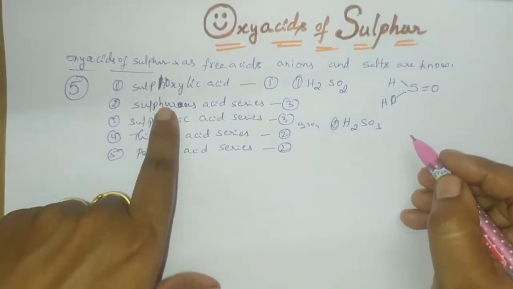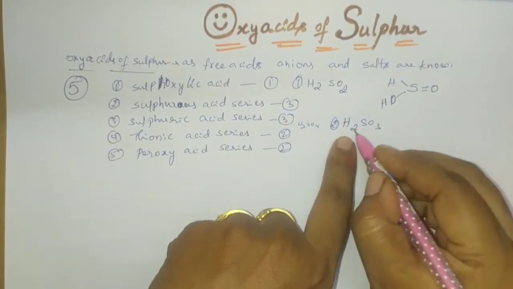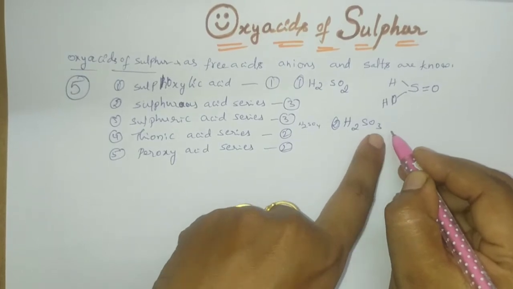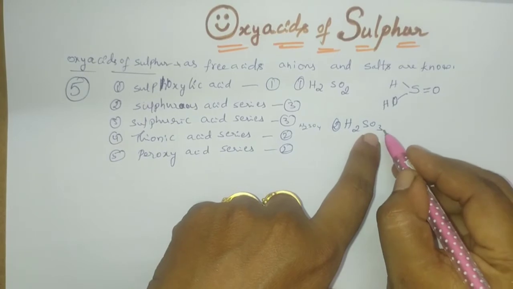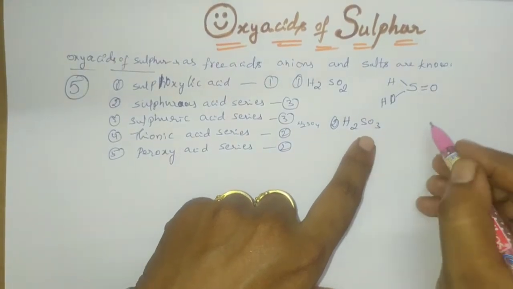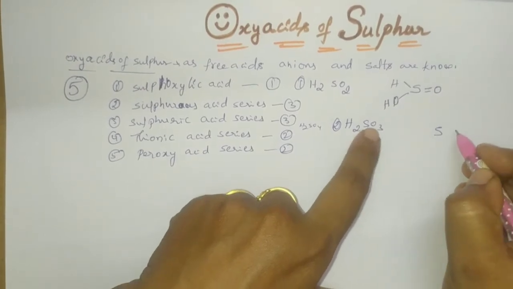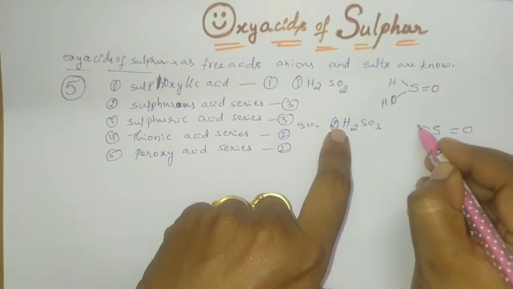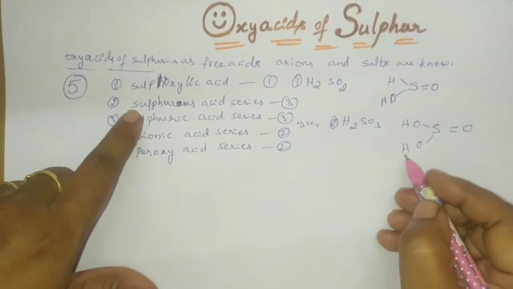In the second series we have 3 examples. The first one is sulphurous acid, and its formula is H2SO3. The suffix 'ous' means less, 'ic' means high, so sulfuric has 4 oxygens and sulphurous has 3. Okay. So here the structure is sulfur, a single oxygen and 2 OH. This is the sulphurous series.